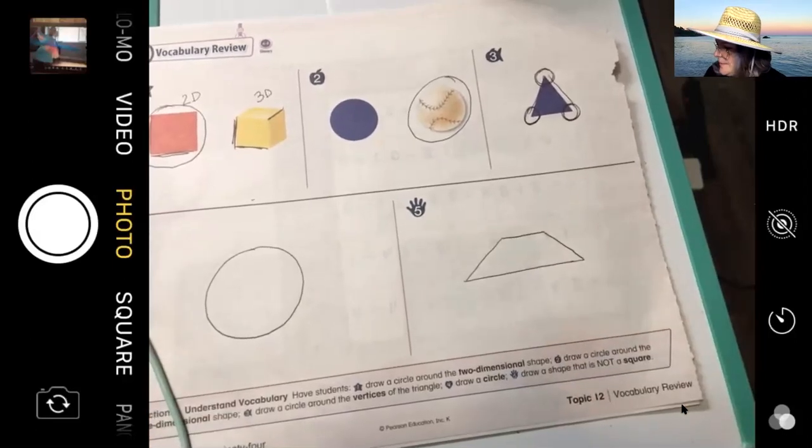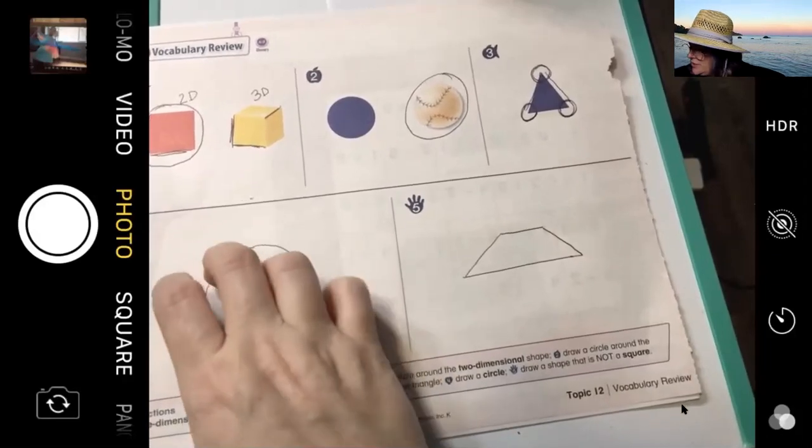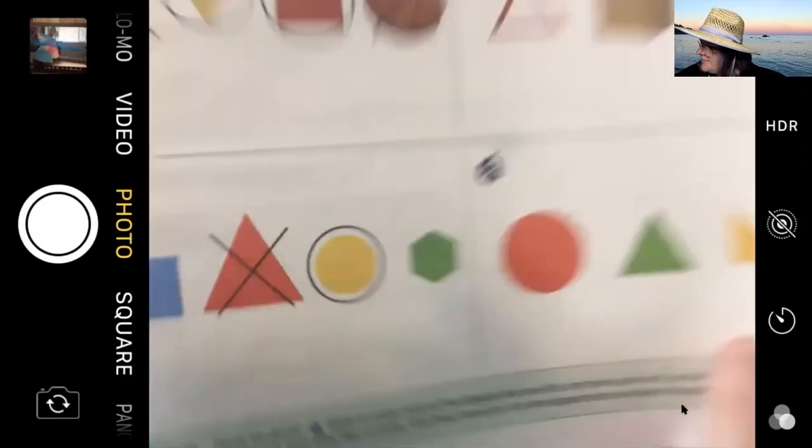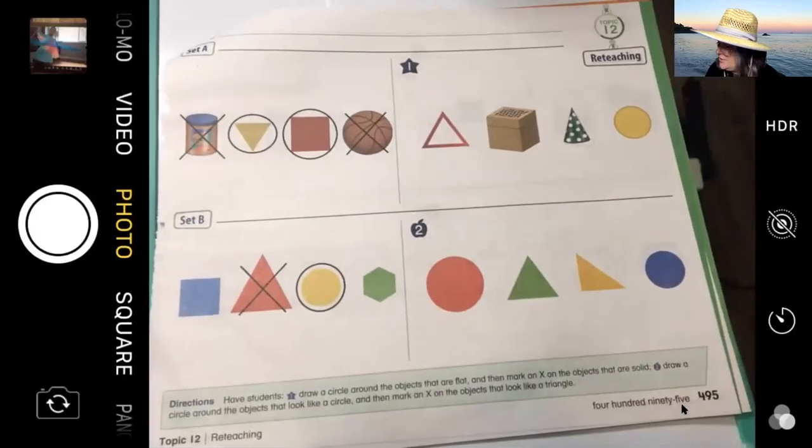All right, there's my trapezoid. Okay, let's turn the page to page 495. 495. And I will read the directions to you.